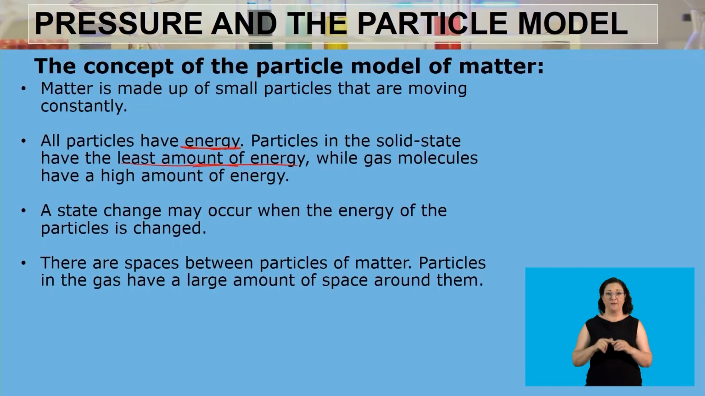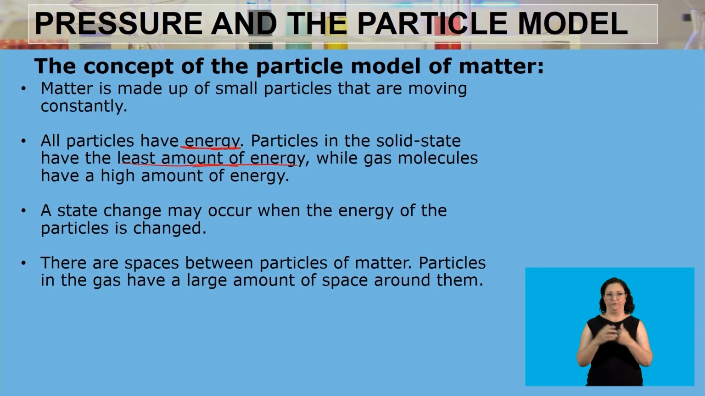Now, there are spaces between particles of matter, and particles in a gas have a large amount of space around them. So solid, liquid, and gases, the difference between them is in terms of their shapes and also the spaces between the particles. In a solid, there are small spaces between particles. In a liquid, slightly bigger spaces as compared to a solid. However, in a gas, there are more spaces between the particles as compared to either the liquid or the solid. So the particles in a gas have a large amount of space around them.